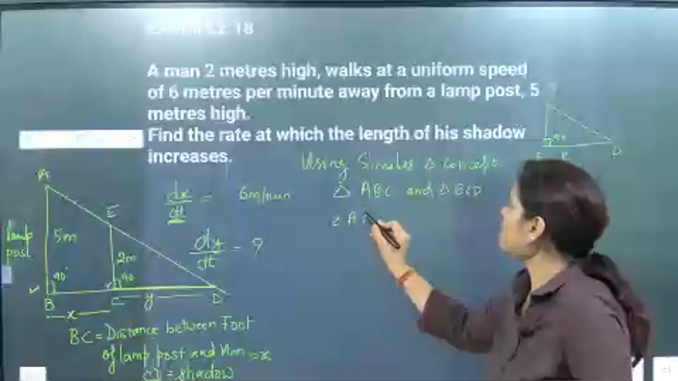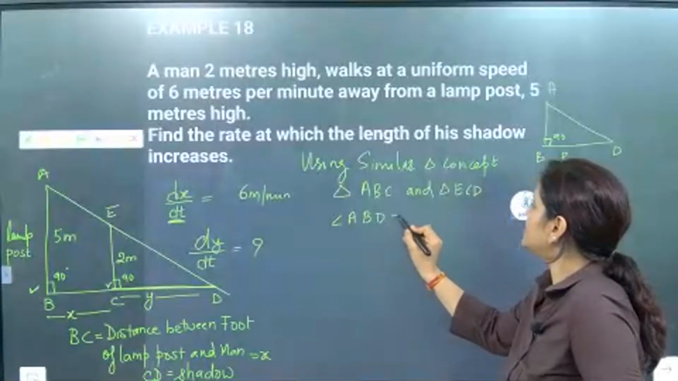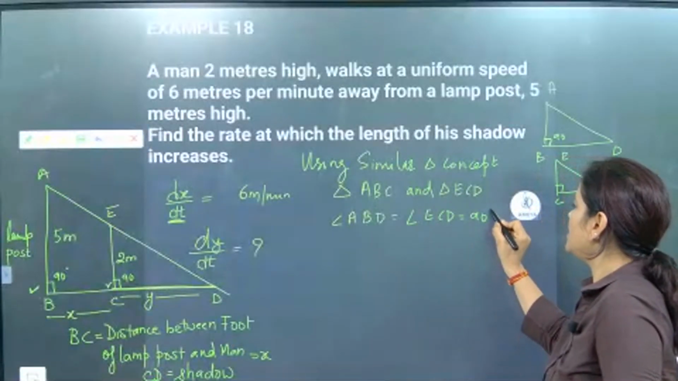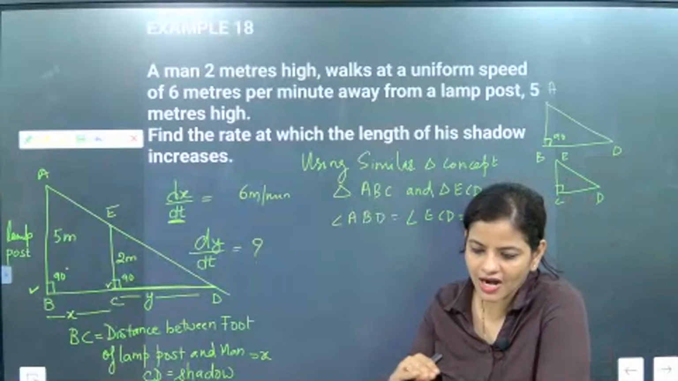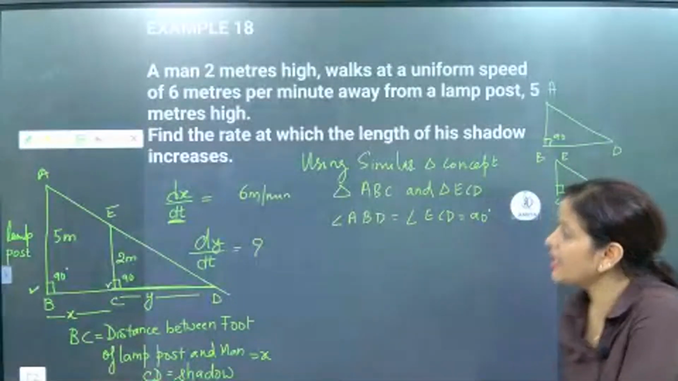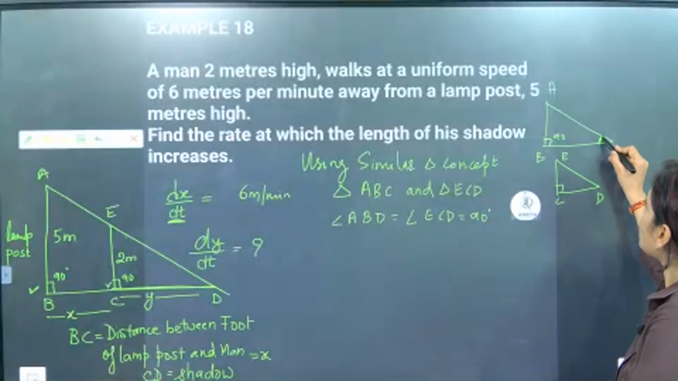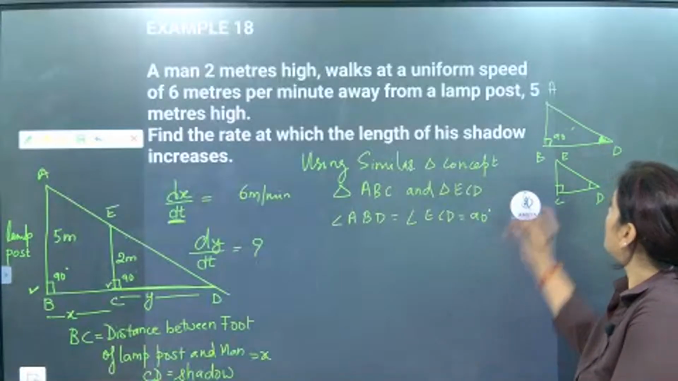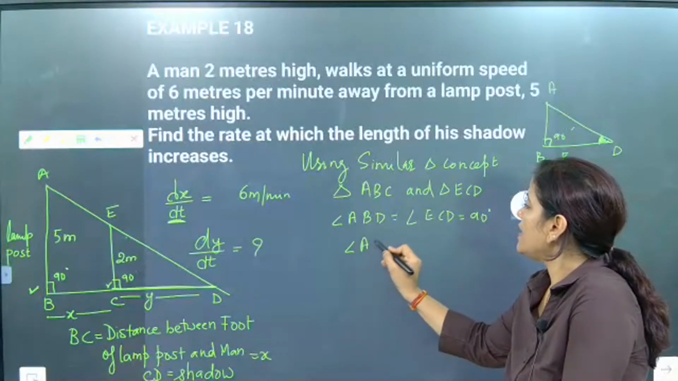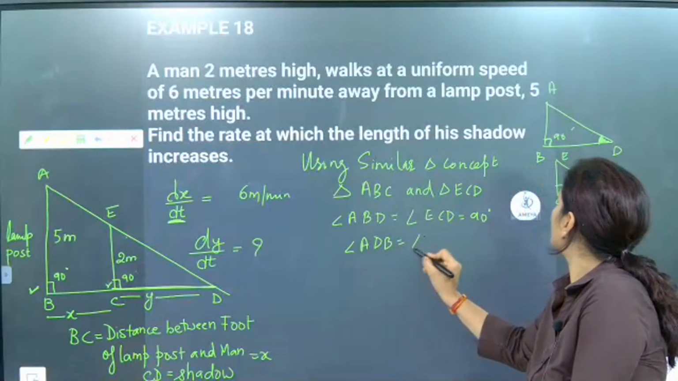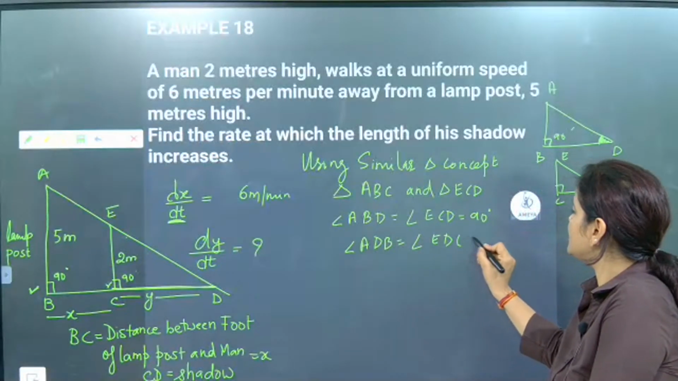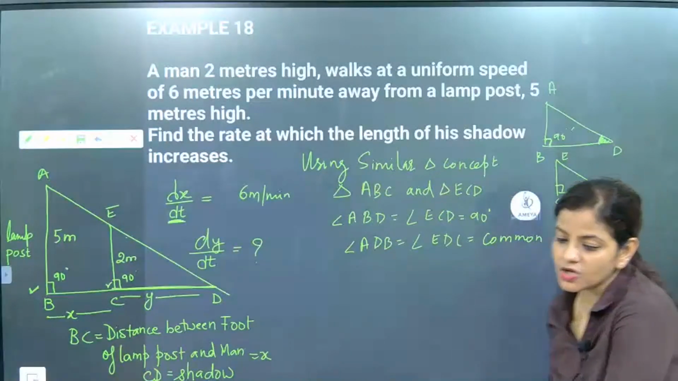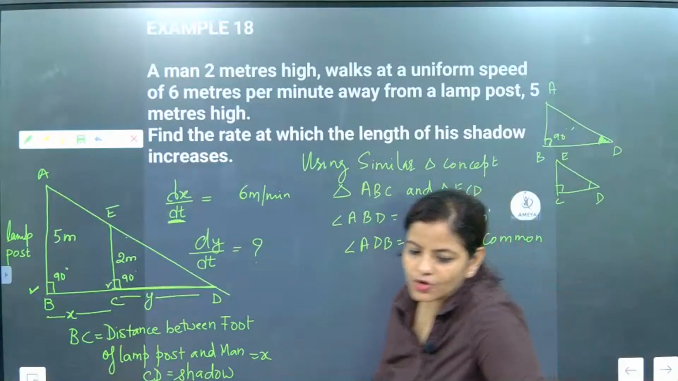Angle ABD is equal to angle ECD is equal to 90 degrees, because they both are standing. Standing position means 90 degrees only. Next, this angle is common. If you see, angle D is common in both the triangles. We'll write angle ADB is equal to angle EDC, the common angle. That's it.